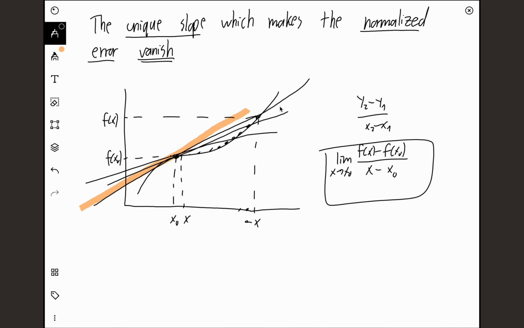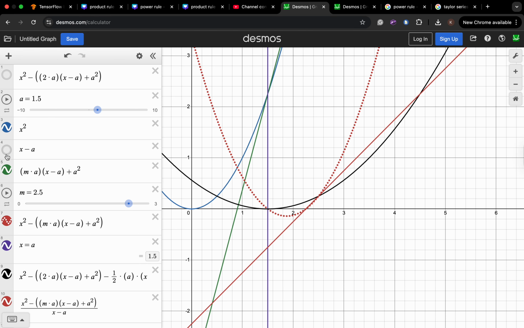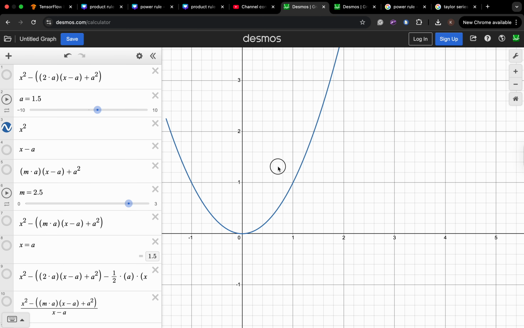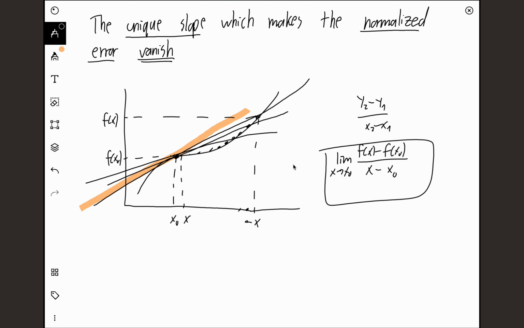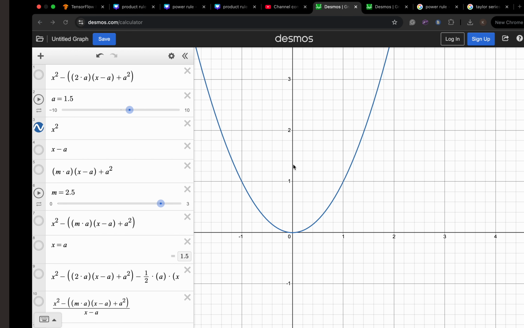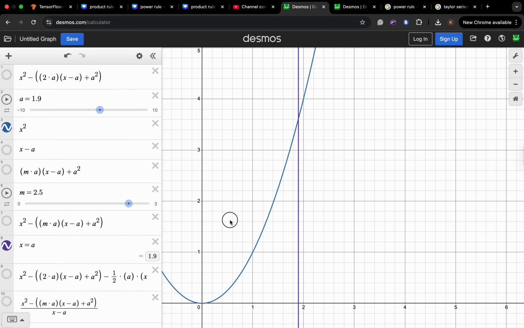What do I mean by that? Well, first let's get a little intuition. Let's imagine we have our function x squared here, and we want to approximate this function x squared with a linear function. I'm going to call this function lm of x. This is going to be our linear approximation to our function x squared at a point a. Let's say a equals 1.5 or 2. We want to approximate this function at this point.